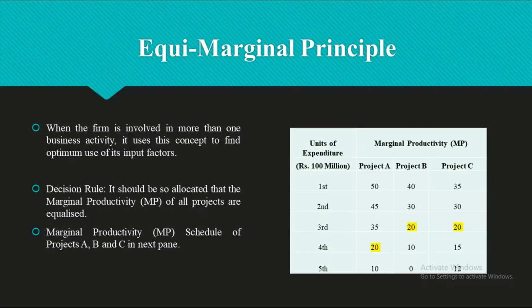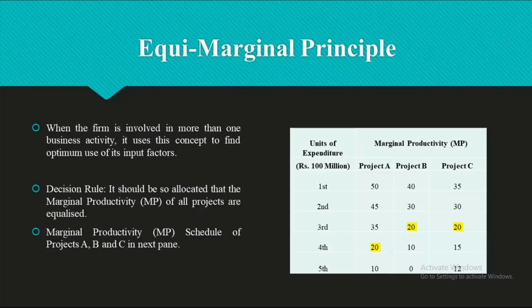So he has to make a choice of how much of 100 million rupees to be invested in project A or project B and project C. So one can say that okay, whichever is giving the highest return. But sometimes it's not that easy, or it is not so clearly mentioned that only project A is giving the highest return or project B is giving the highest return.